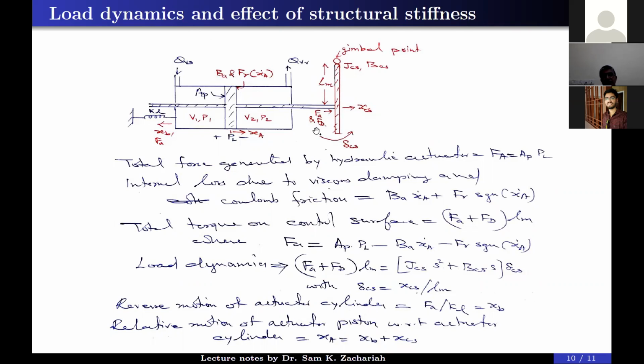So the final force coming out of the actuator, F_a, is equal to F_A, that is A_P into P_L, minus the viscous damping force minus the internal friction force.